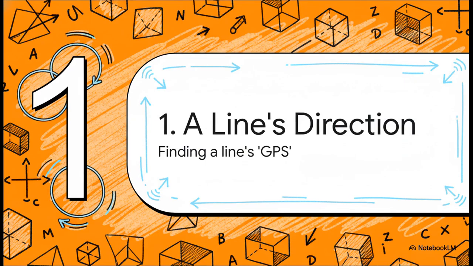All right, first things first, the absolute basics. How do you even describe a line's direction in 3D? I mean, it's not just left or right, up or down, right? So think of it like this. Every line has its own personal GPS. And to find that GPS, we have two cool tools.